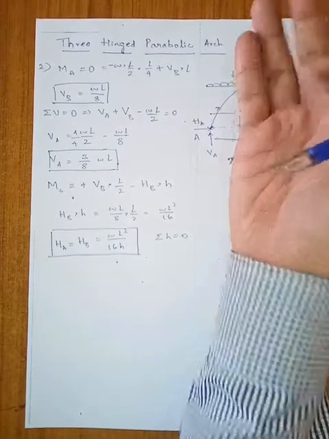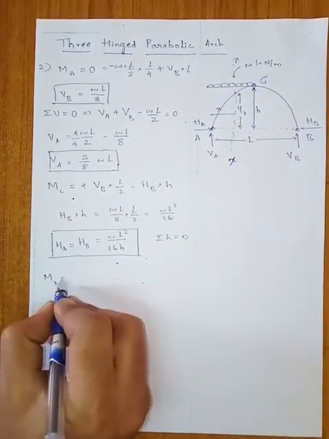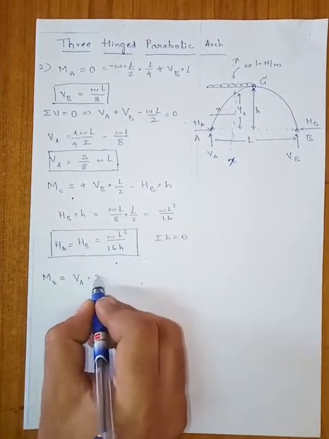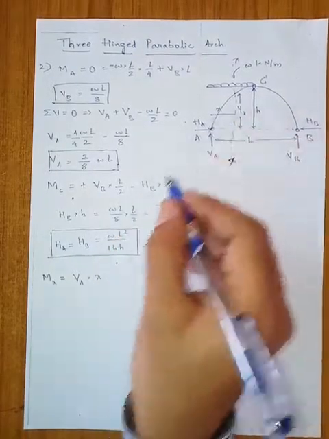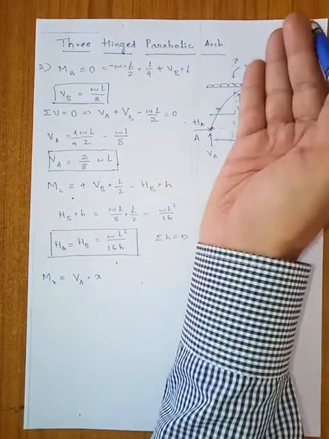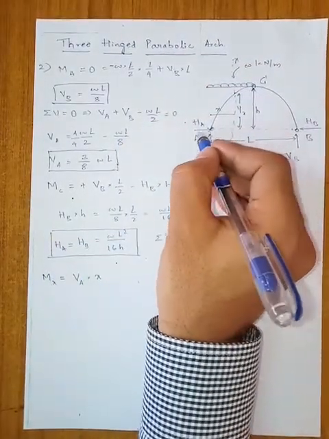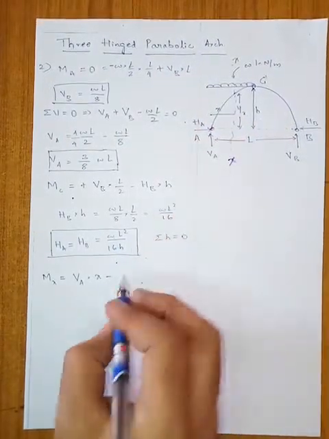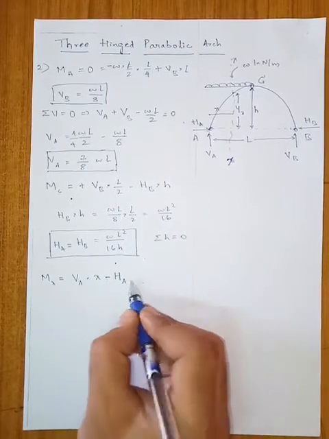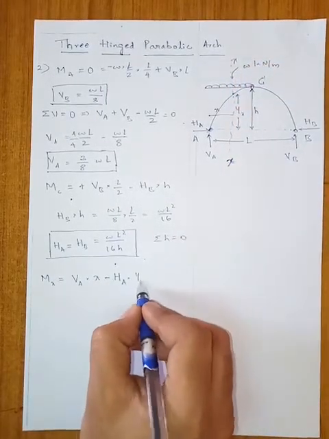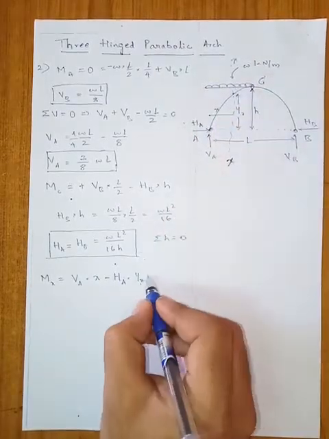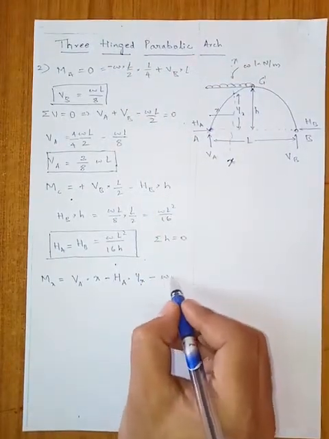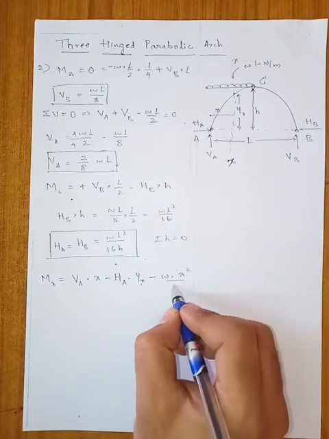To the left of this section, as usual, moment at X is equal to VA into x. VA, the vertical support reaction, into the perpendicular distance x. Since this is trying to turn clockwise to the left of the section, it is positive. Next HA is trying to turn this anti-clockwise, so the sign will be negative: minus HA into the height y of x. And what is the load? W, which is anti-clockwise, negative, minus W into x by 2 into x, which is Wx square by 2.